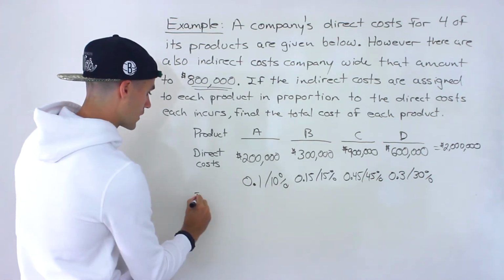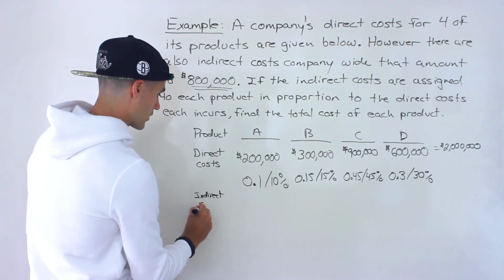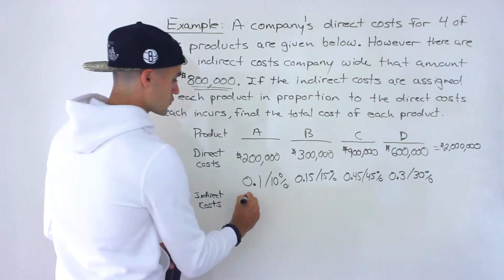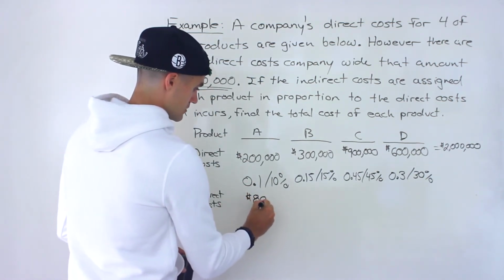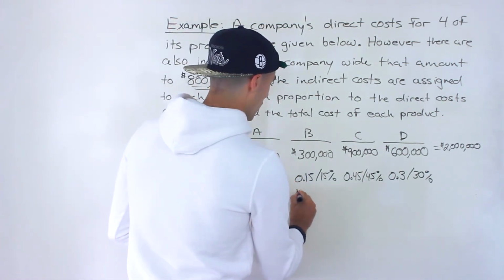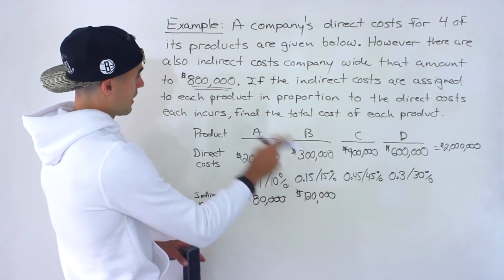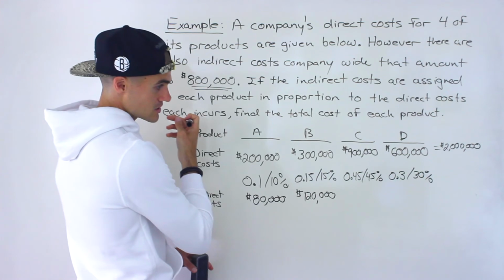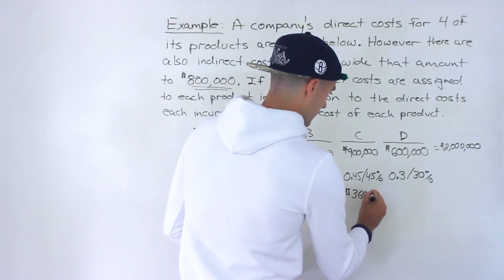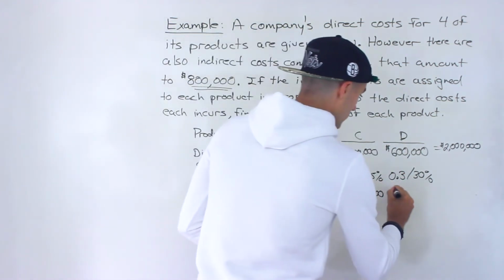So over here, we can create another row called indirect costs. So we would do 0.1 times 800,000, which would give us 80,000. And then 0.15 times 800,000 would give us 120,000. And then 0.45 times 800,000 would give us 360,000. Then 0.3 times 800,000 would give us 240,000.